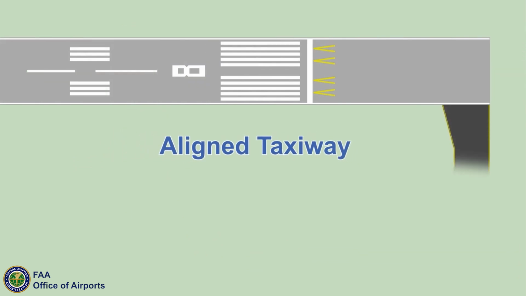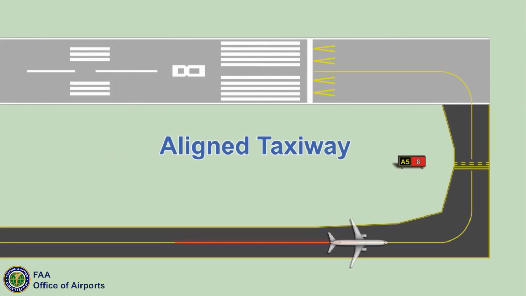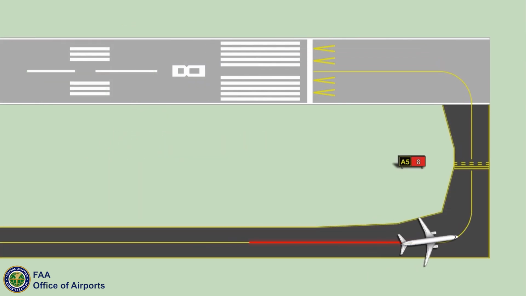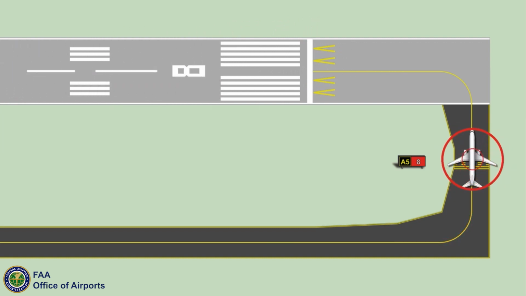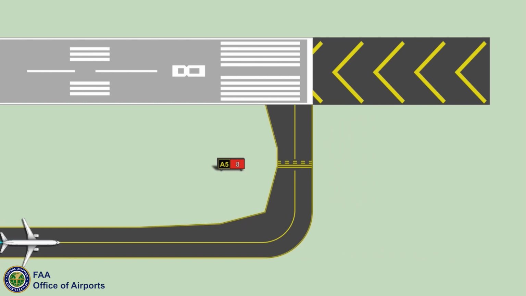An aligned taxiway has a center line aligned with a runway center line. Aligned taxiways represent an elevated risk of runway incursions due to the potential for taxiing aircraft to move directly from the taxiway onto the runway and into a direct line with departing or landing aircraft. To mitigate the risk of runway incursions, one method converts the aligned portion of the taxiway to a blast pad with a 90-degree entrance taxiway to access the runway end.